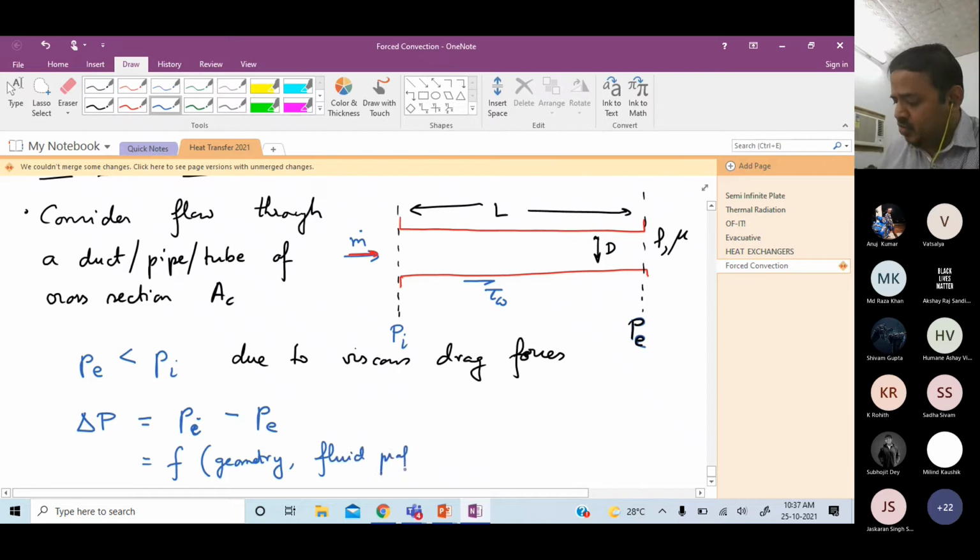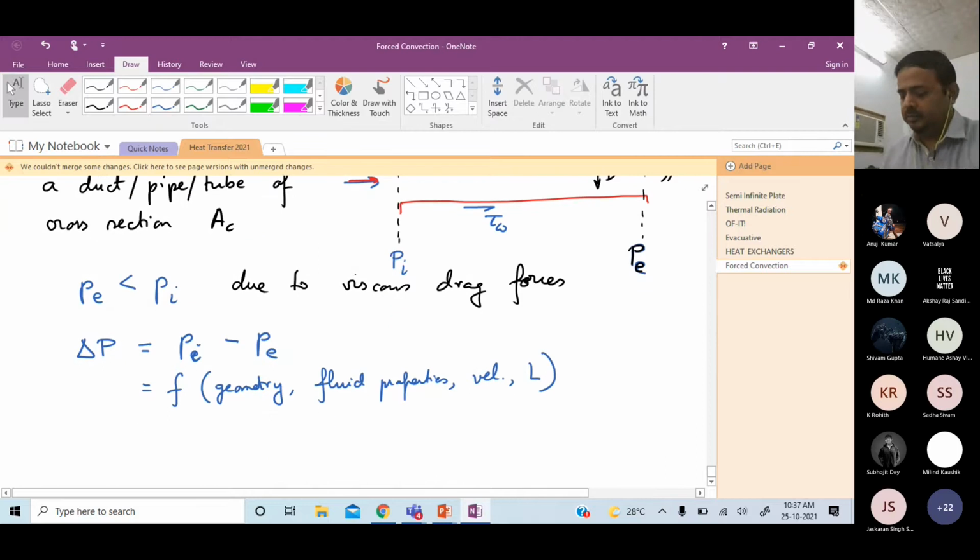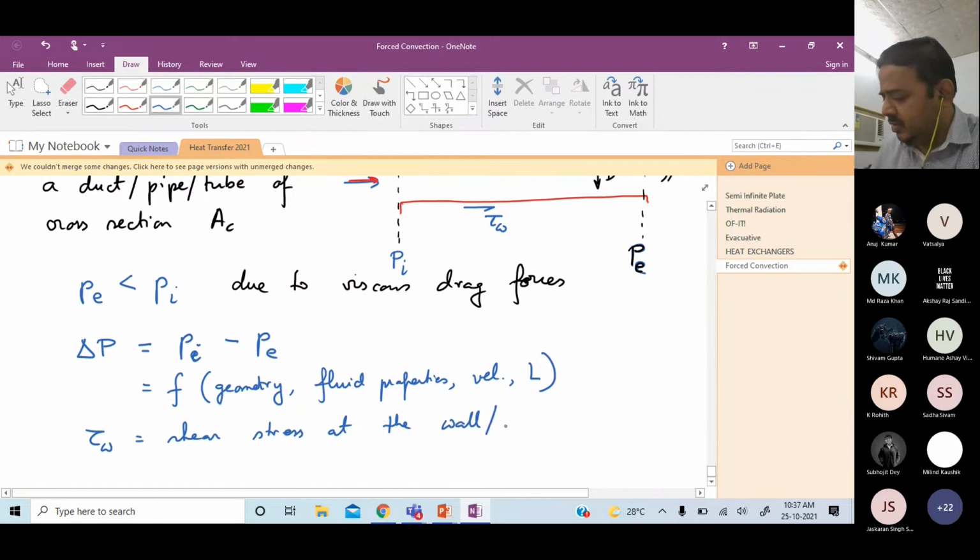Fluid properties like mu, rho. Definitely velocity and the length L, obviously. What is tau W? It's the shear stress at the wall for the internal surface, because that's where the flow is happening.